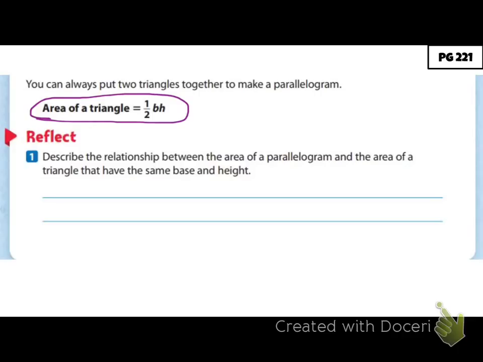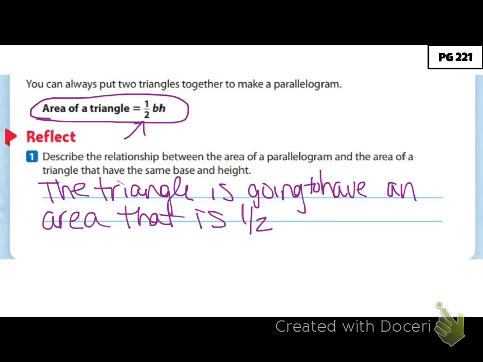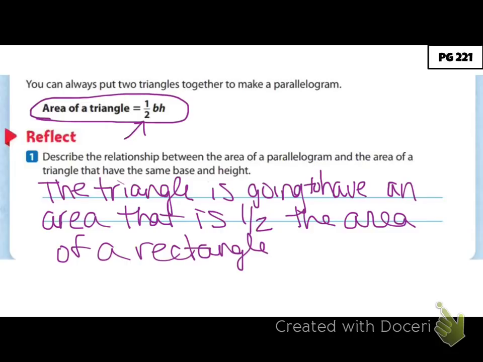So let's reflect. Number 1, describe the relationship between the area of a parallelogram and the area of a triangle that have the same base and height. So, like we said up here, the triangle is going to have an area that is half the area of a rectangle or parallelogram.